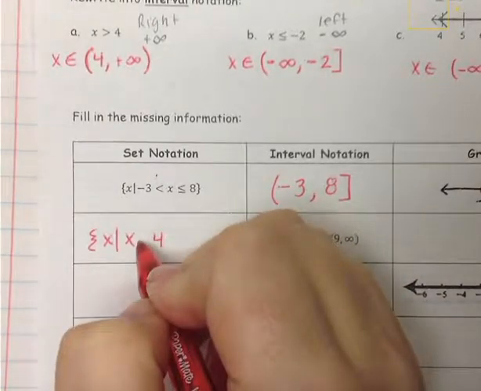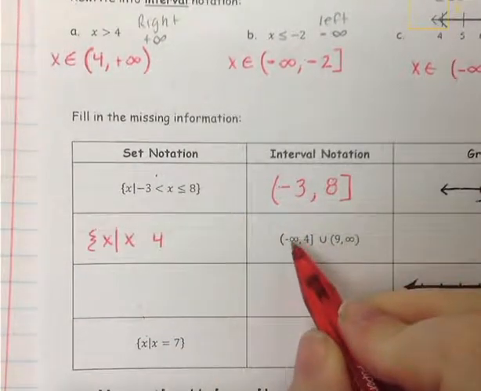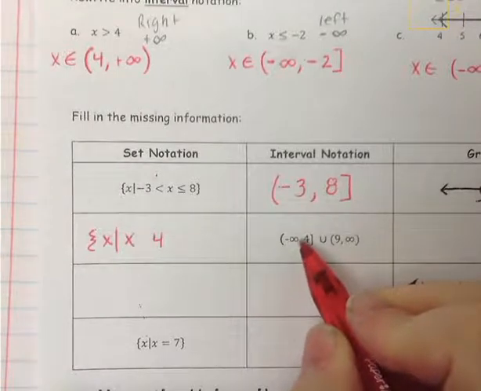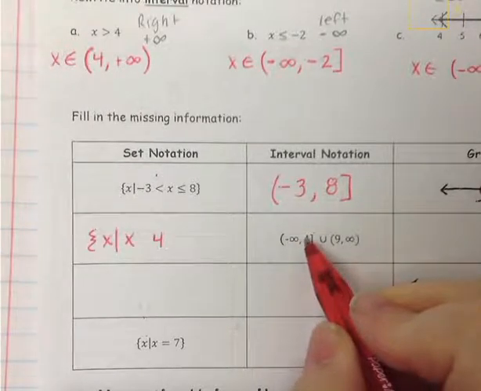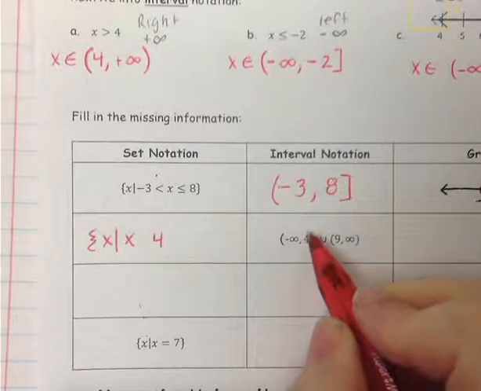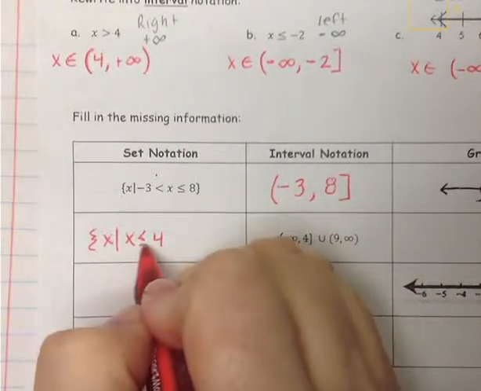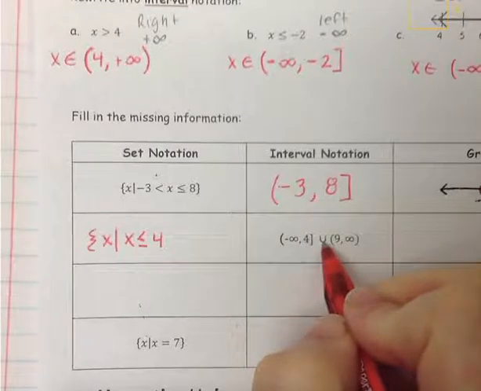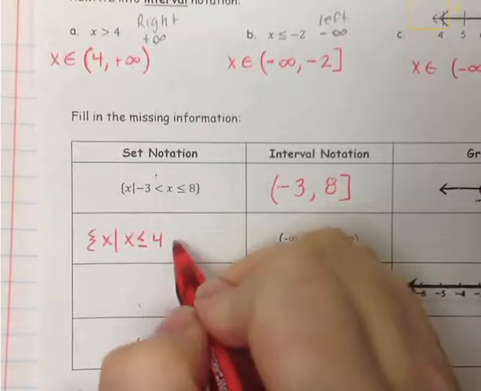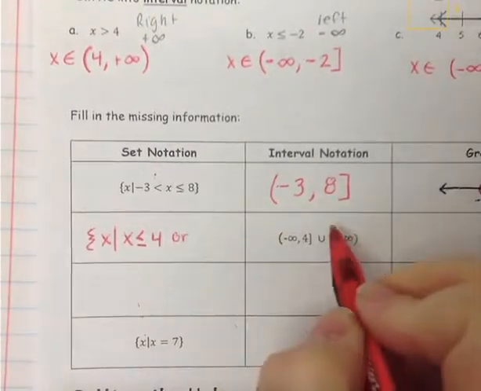Now I need my inequality. It is going towards negative infinity, that's less than the 4, and it is a solid bracket, so that would be a less than or equal to that 4. The union means OR, so I'm going to put the word OR here. Then I'm going to do my next part.